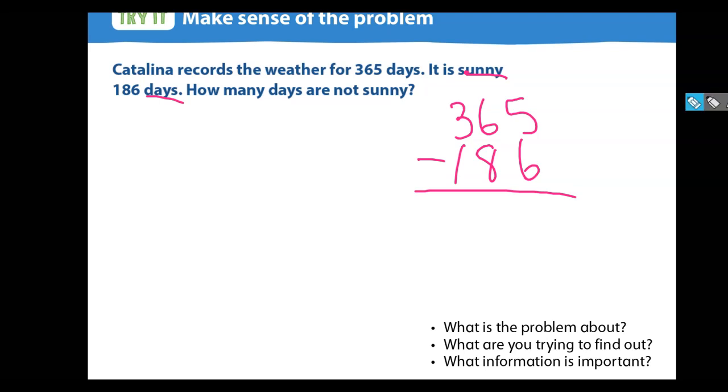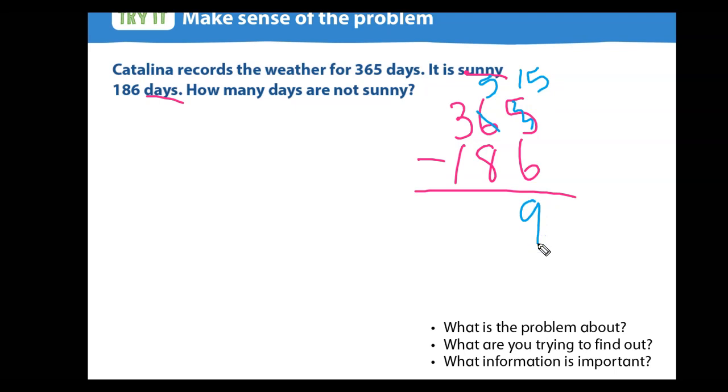So 5 minus 6. Can I do that? No. What do I need to do? Borrow from the tens place. If I borrow 1 from 6, I get 5. And the one that I borrowed goes next door. Instead of 5, I have 15. So now 15 minus 6 is 9. Nice job.